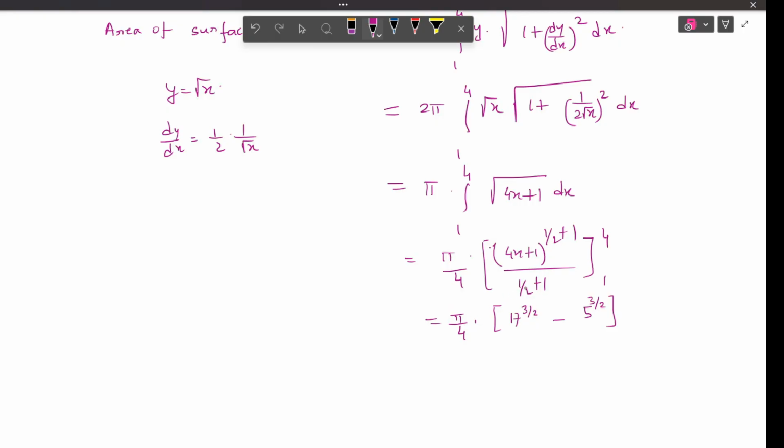Into here you have 3 by 2, that is 2 by 3 here. Okay, so you can say this is our answer.